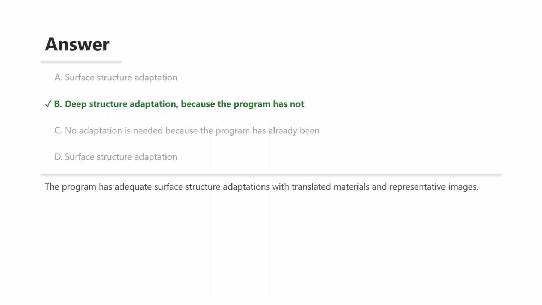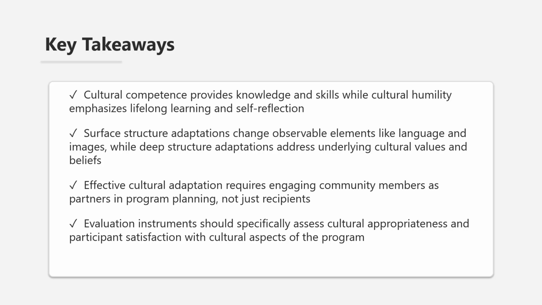The correct answer is B. The program has adequate surface structure adaptations with translated materials and representative images. However, it lacks deep structure adaptation because it has not incorporated the community's cultural values, specifically the role of extended family in health decisions and the use of traditional remedies. Deep structure adaptation would involve integrating these cultural health beliefs and family dynamics into the actual program content and design, not just the visual materials.